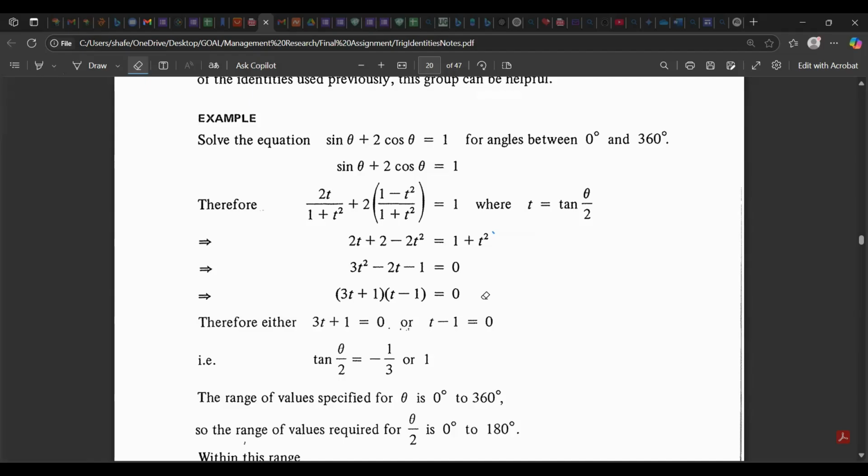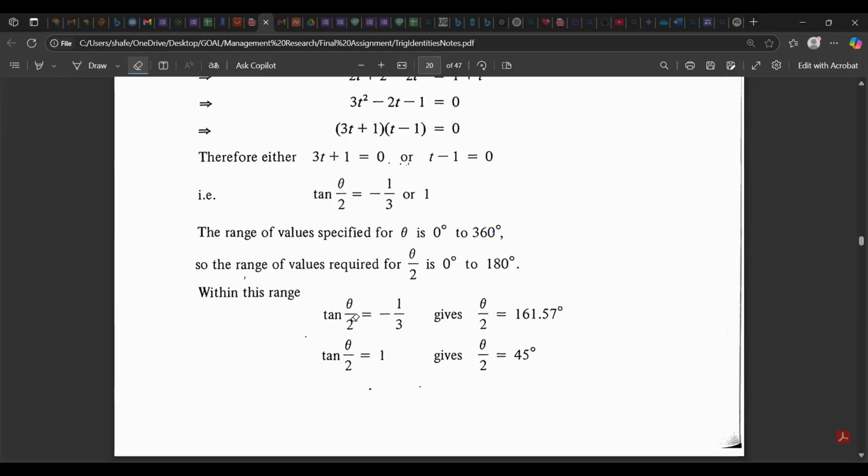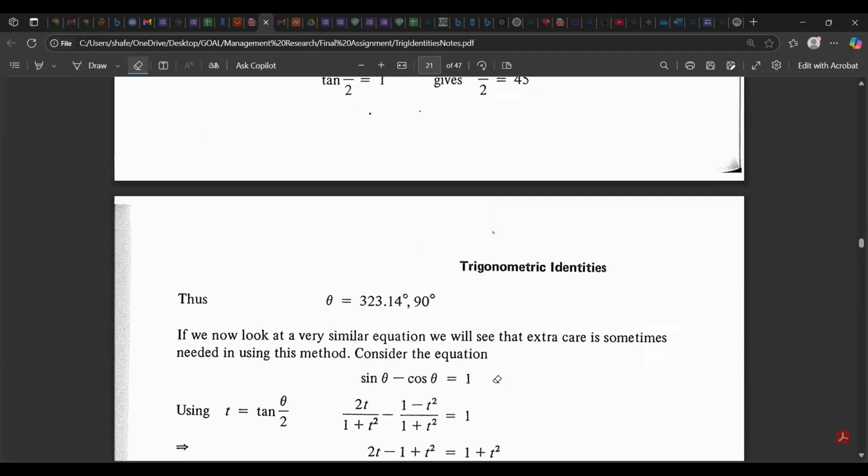So you take tan theta over 2 equals minus 1 third, and they want the angles between 0 and 360, so you find those angles. Tan theta over 2 equals minus 1 third gives you theta over 2 as 161.57 degrees. Tan theta over 2 equals 1 implies that theta over 2 equals 45. Then you take the 2 across and multiply, and you get those values.